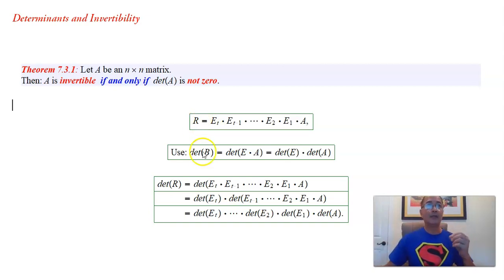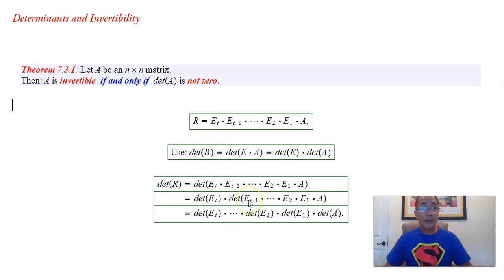Okay, so now we will apply the formula from the last theorem, which was if B is E times A, where E is elementary, then the determinant of B is the determinant of E times the determinant of A. So the key here is that all of these matrices are elementary. So if you want the determinant of R, start on the left. This formula tells us that we can factor out the determinant of E_p and then multiply that by the determinant of the rest of this product. But we can keep going.